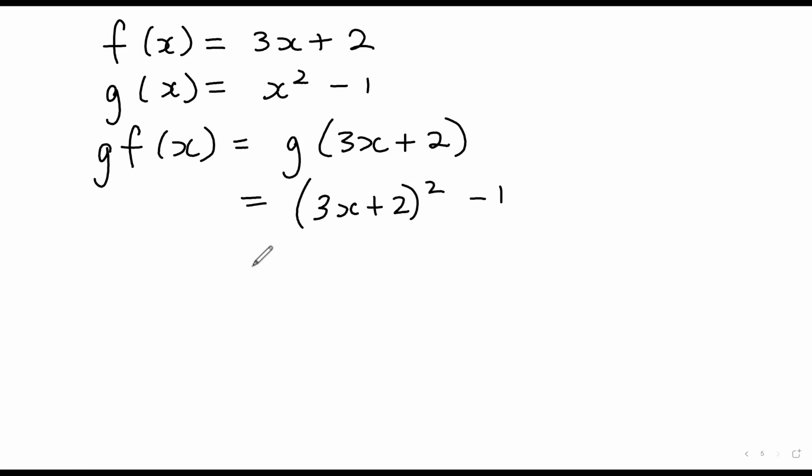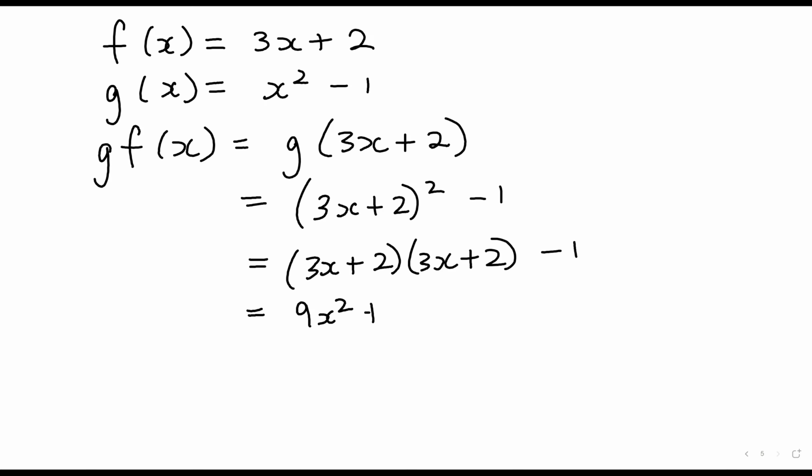Now at this point, please note that 3x plus 2 all to be squared is not 9x squared plus 4. 3x plus 2 all to be squared will be 3x plus 2 times 3x plus 2, all of that minus 1. So expanding this, 3x times 3x is 9x squared. 3x by 2 is 6x. And then 2 by 3x is 6x as well. So this will be plus 12x plus 4 minus 1. And then finally, this will be 9x squared plus 12x plus 3.